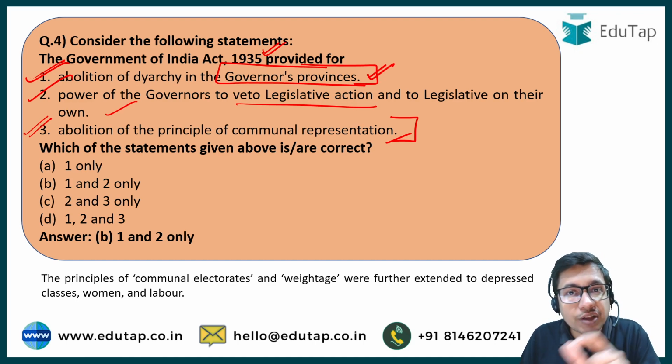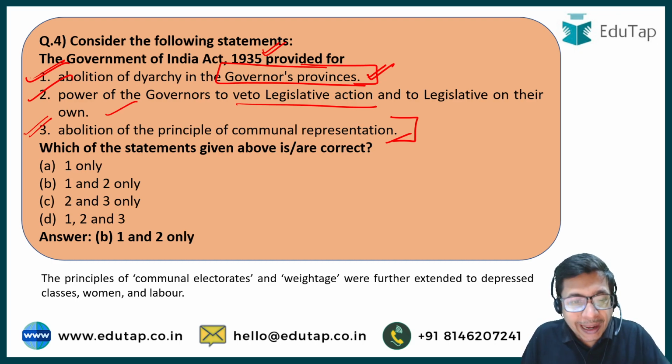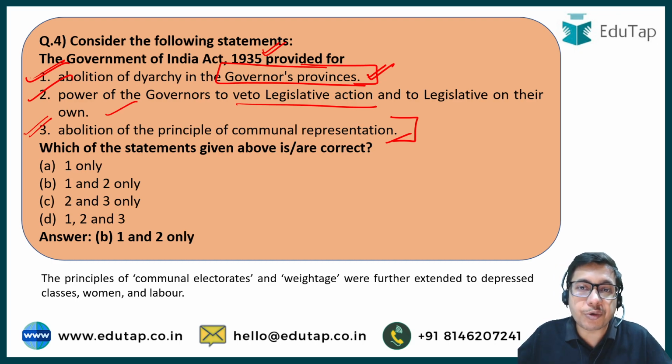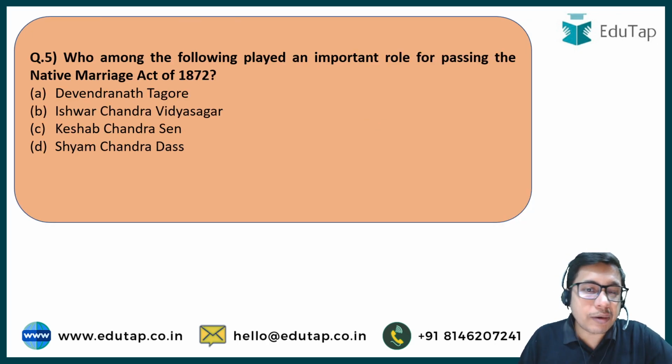It was introduced for the first time in the 1909 Act, then in 1919 it was expanded a bit more, and in 1935 it was expanded to include women, depressed classes, as well as the labor unions, right? So this is your question number 4. Next comes your question number 5. Question number 5 is about the Native Marriage Act of 1872.